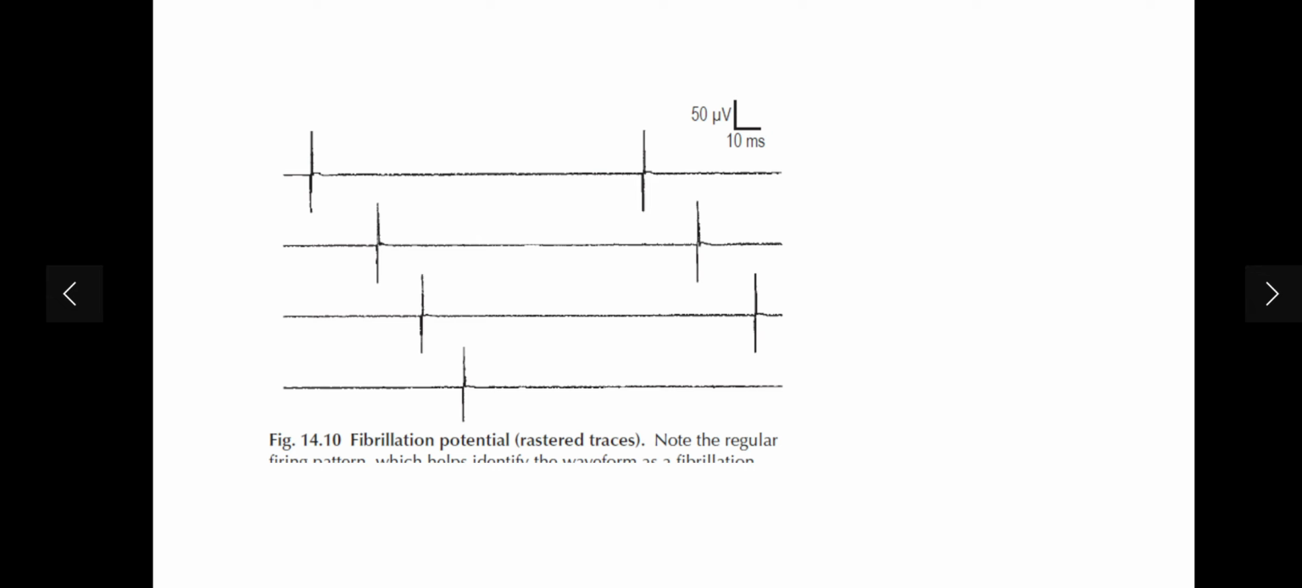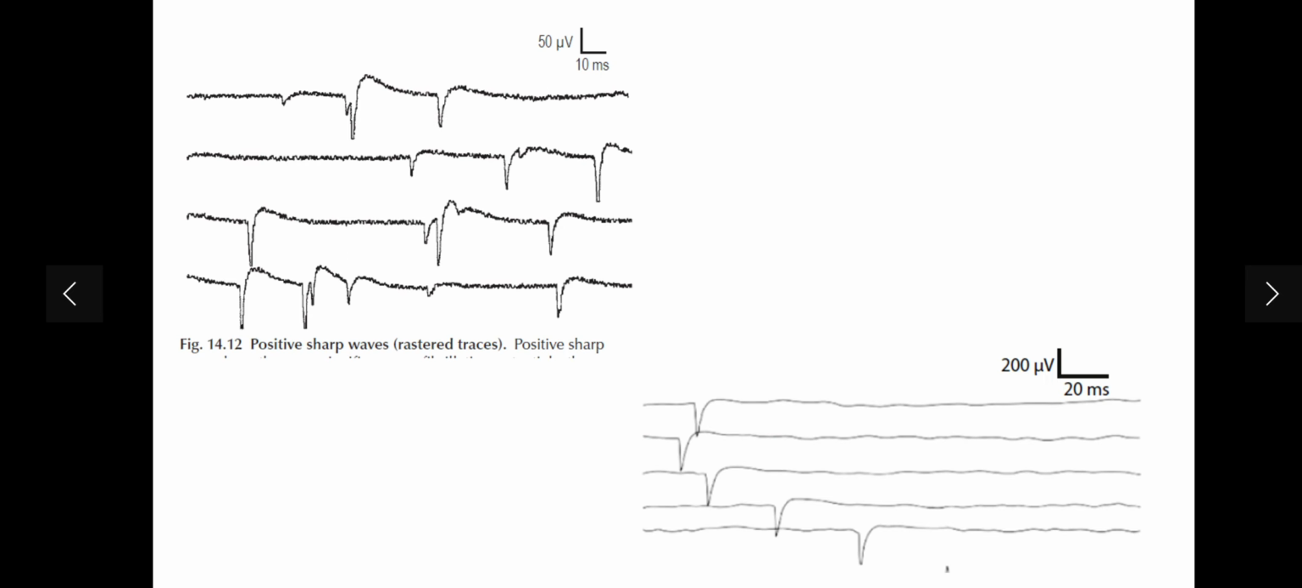So these are fibrillation potentials, and you can see they are regular and they have an initial positive deflection followed by negative deflection. And these are positive sharp waves. They have a positive deflection followed by a bit of a long negative phase.